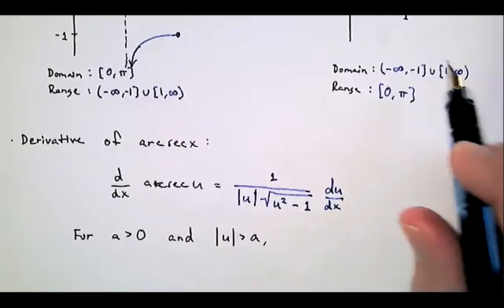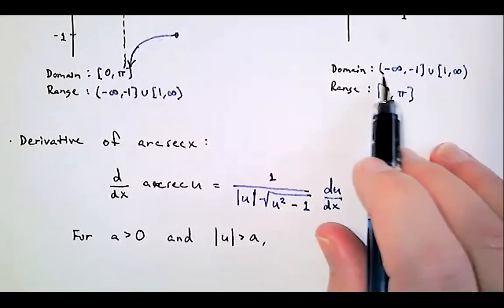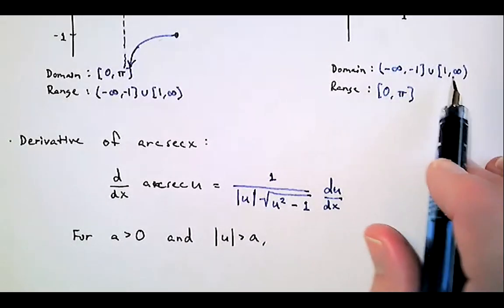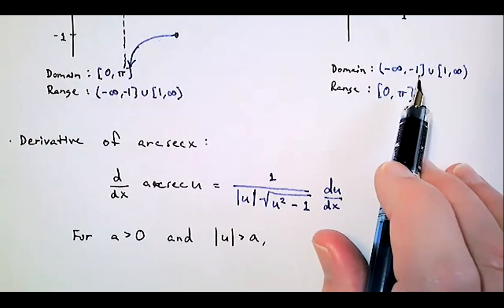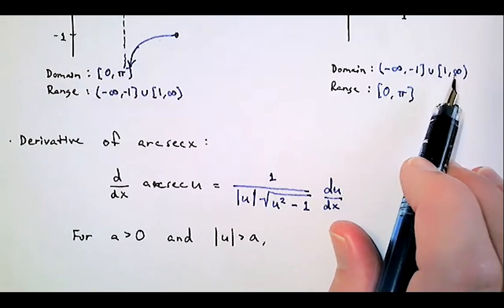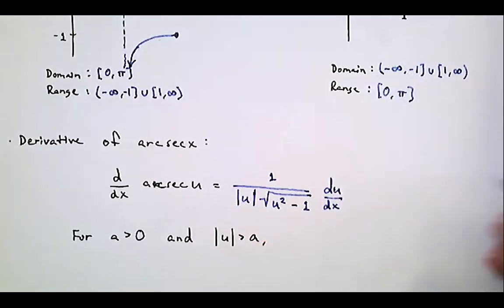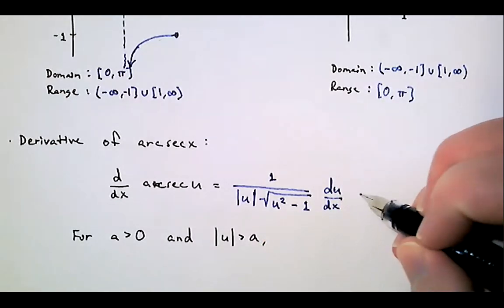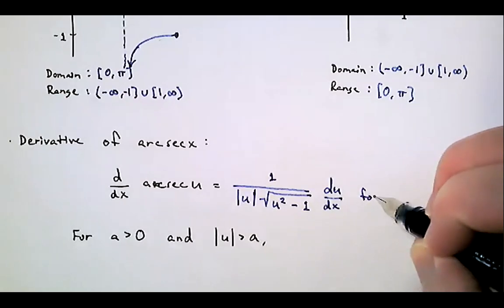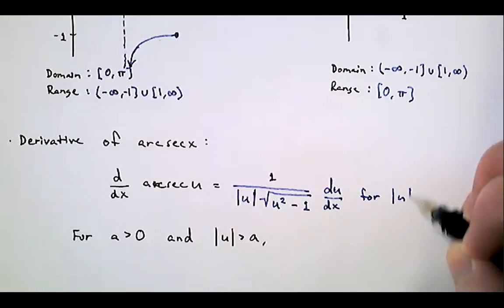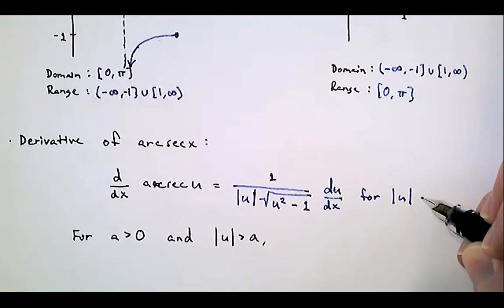And in order to make sure we stay in the domain of arcsecant, so we need to stay at least as big as 1 or as big in the negative direction as -1, I need to insist that the absolute value of u is always greater than 1.